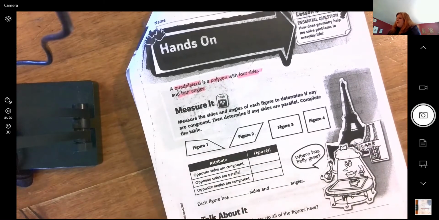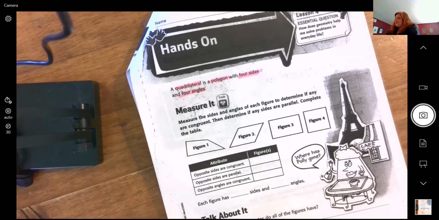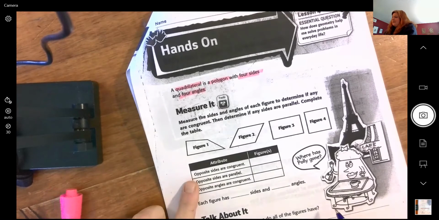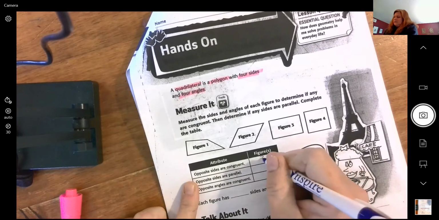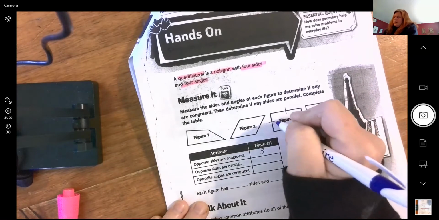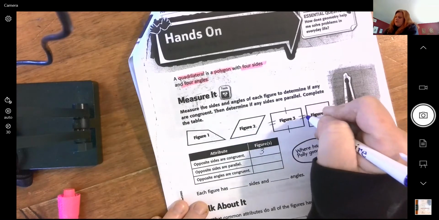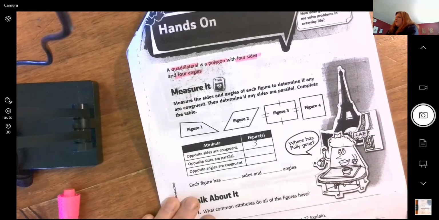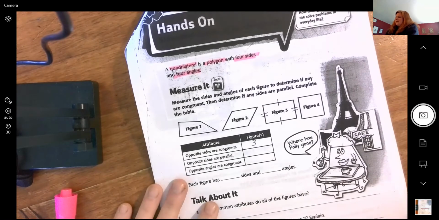Examples of different polygons. So which figure has opposite sides that are congruent? Figure 3. So this one is congruent to this one, and this one is congruent to this one, opposite sides. Which one has opposite sides that are parallel?